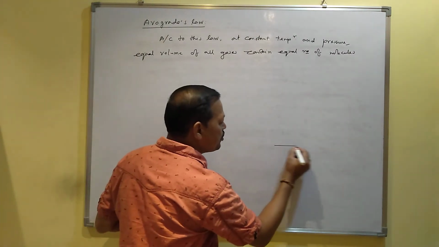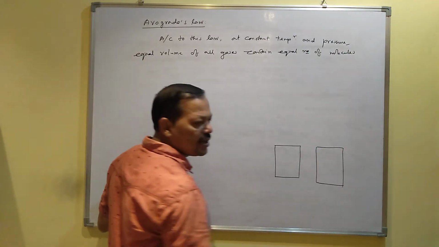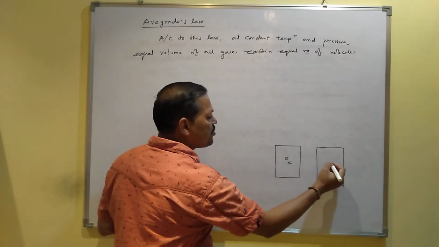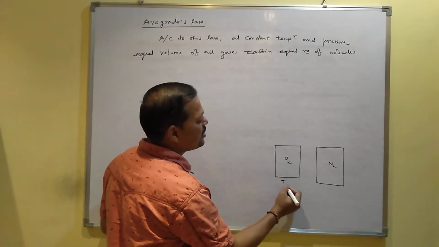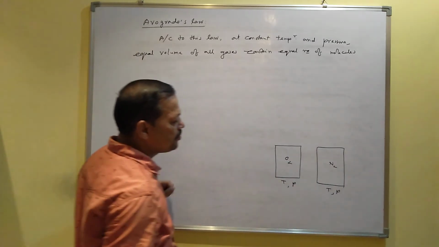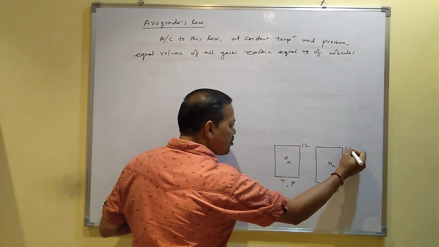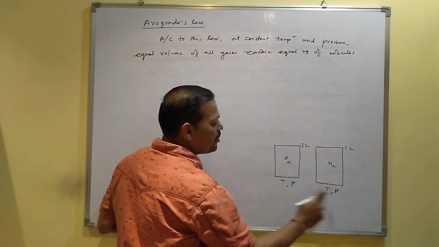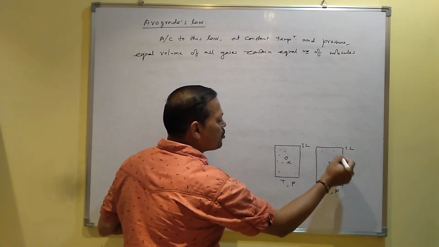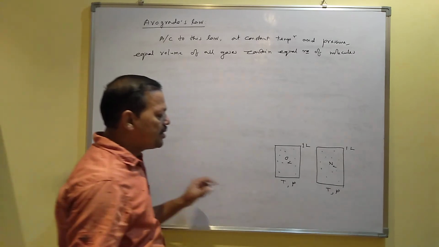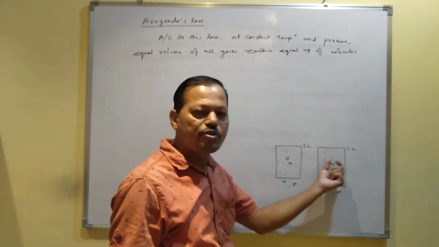What is the meaning of this? Suppose there are two containers like this, and these two containers contain two different gases. Suppose this one contains oxygen gas, and this one contains nitrogen gas. The temperature and pressure remain the same in both containers. If the volume of this gas is 1 liter, the volume of this gas is also 1 liter. I mean at constant temperature and pressure, if the volume is equal, then the number of molecules inside the gas is also equal. At this temperature and pressure, if 1 liter of oxygen contains 100 molecules, then 1 liter of nitrogen also contains 100 molecules.